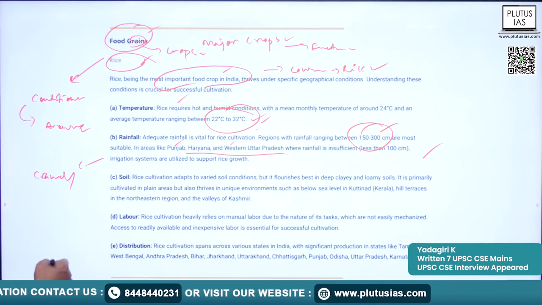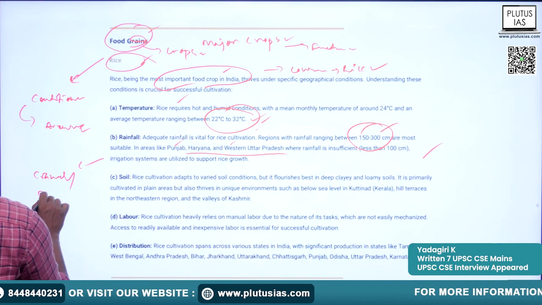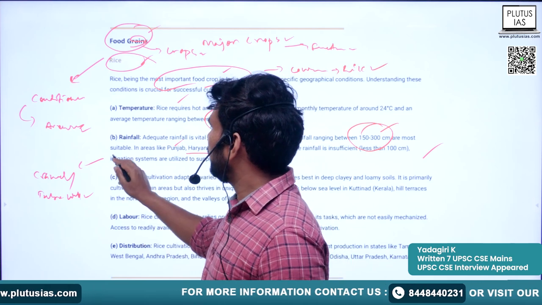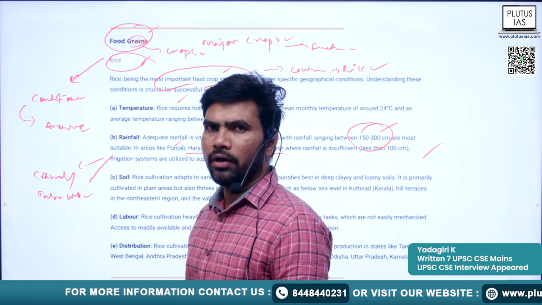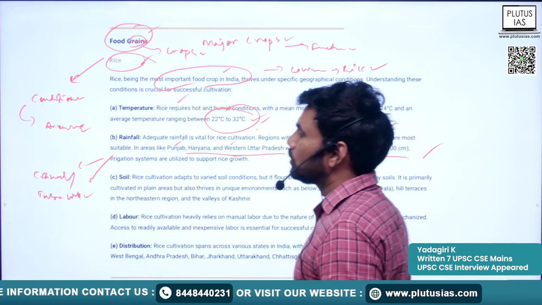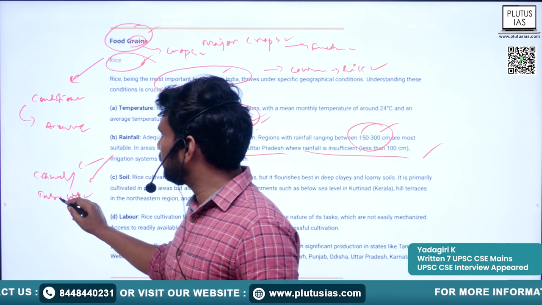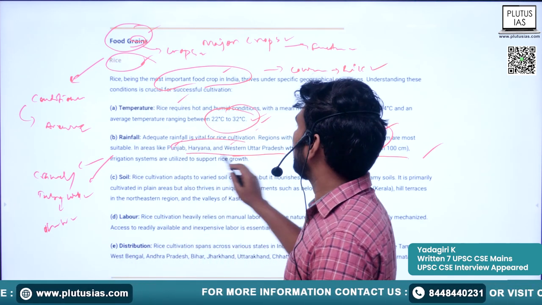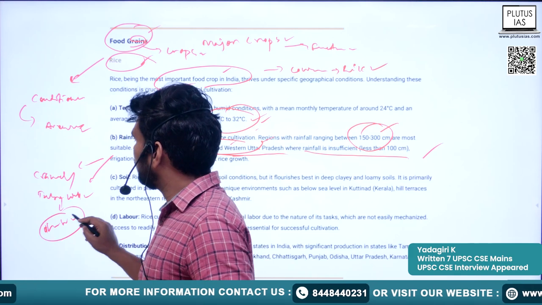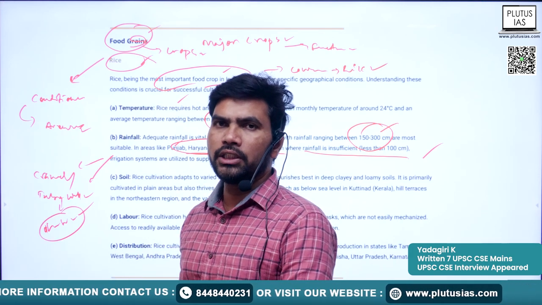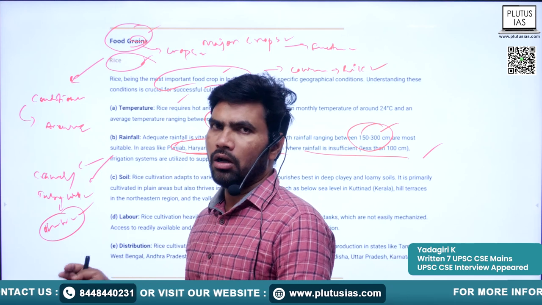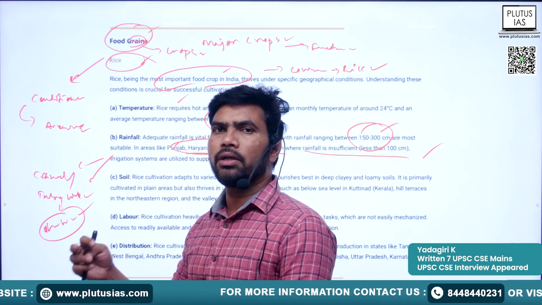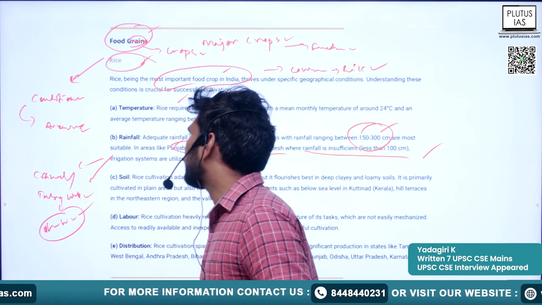Canal, and now the most predominant irrigation is tubewell irrigation. Tubewells are dug for flooding the rice fields. This has become the predominant choice. Because of this, the groundwater in Punjab, Haryana and Western Uttar Pradesh is overexploited. The groundwater levels have been dangerously depleted, and the region is facing a lot of ecological consequences. We will study this in the adverse impacts of the Green Revolution when we discuss the mains-related topics.